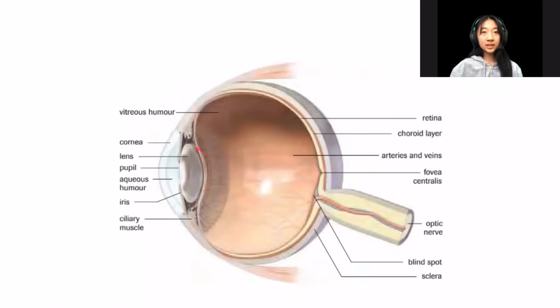And behind the lens, you can find the vitreous humor. And the vitreous humor is a large chamber that holds a cloudy, jelly-like substance that maintains the shape of the eyeball. And it also allows light to transmit to the retina.